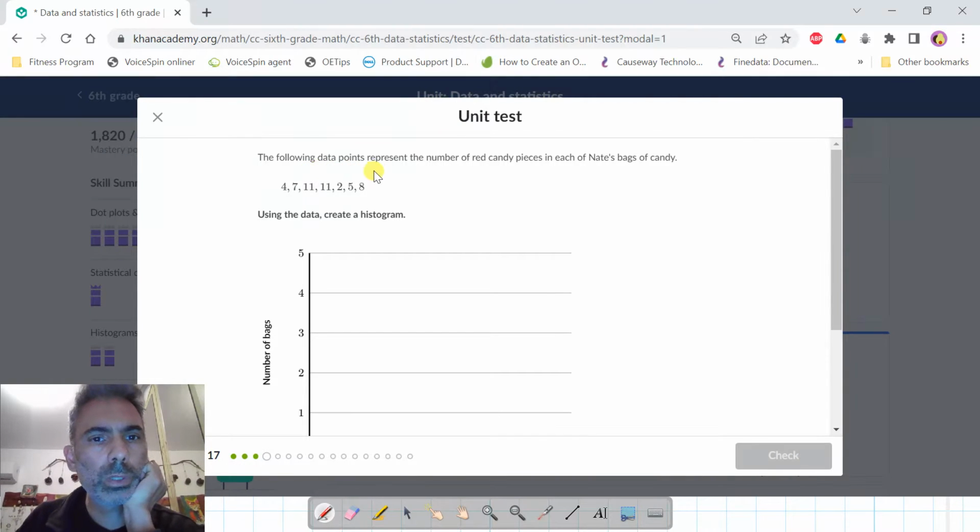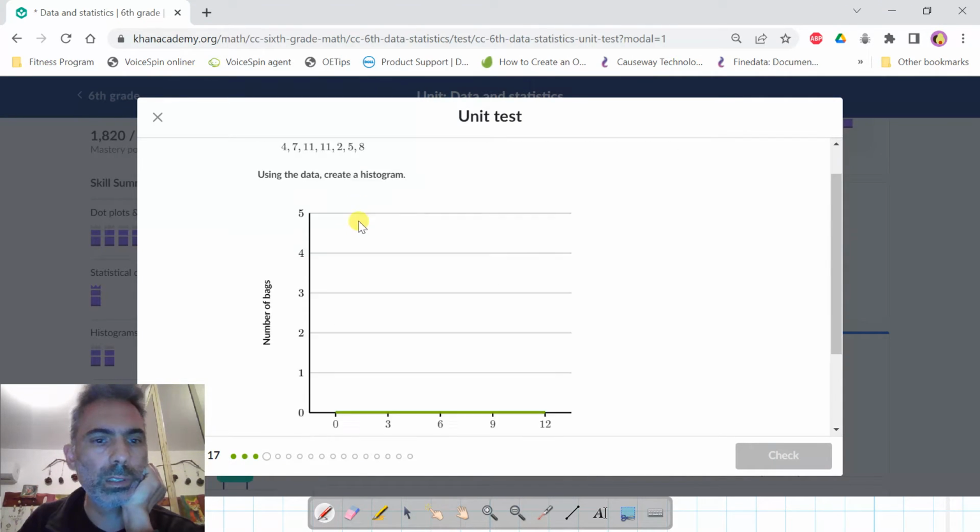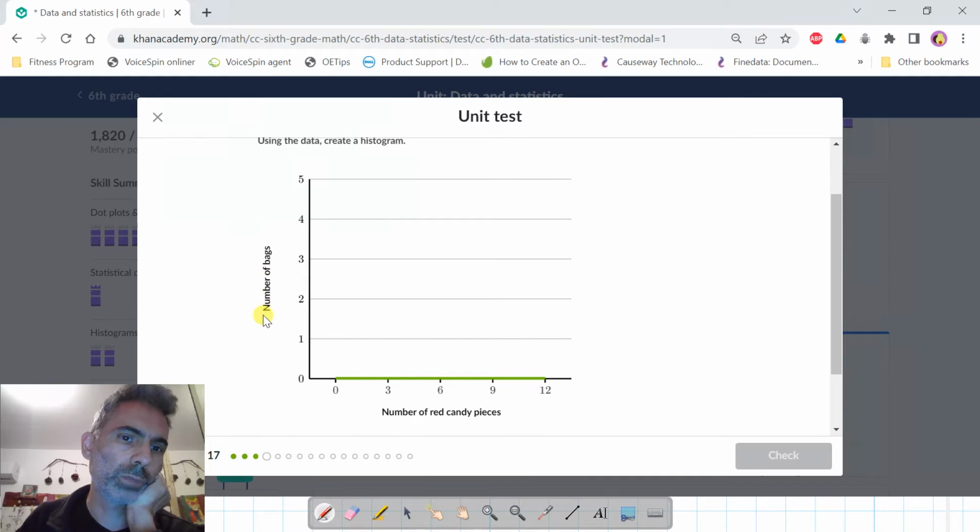The following data points represent the number of red candy pieces in each of Nate's bags of candy. 4, 7, 11, 11, 2, 4, 2, 5, 8. Using the data, create a histogram. Number of bags.